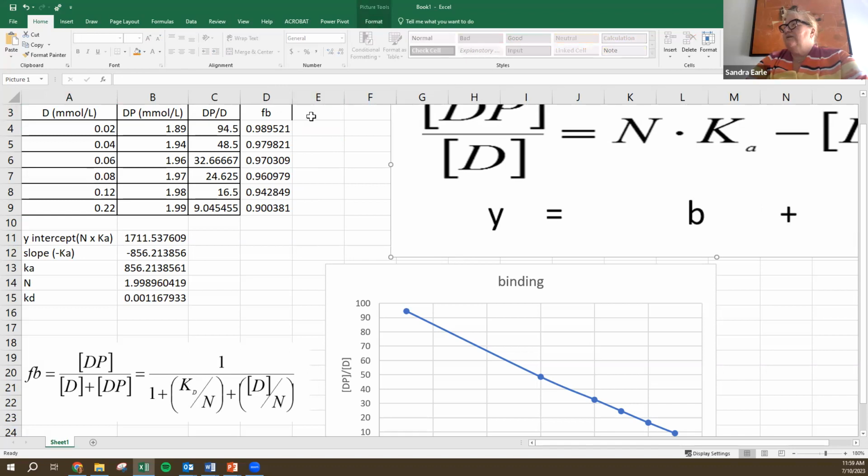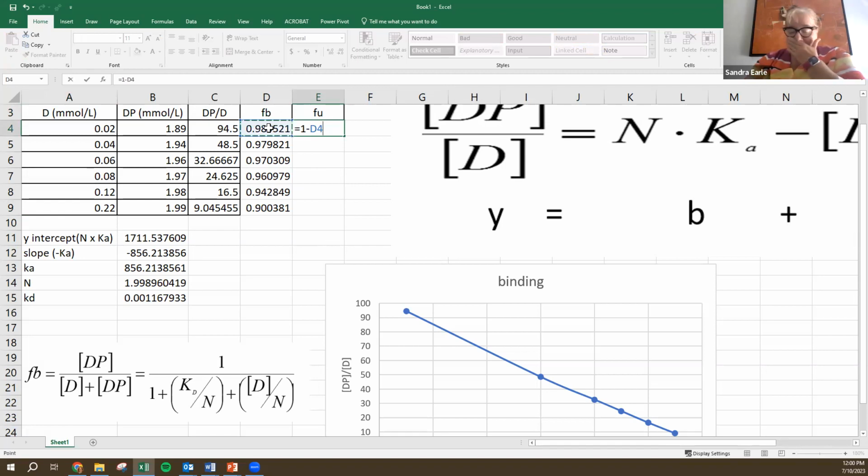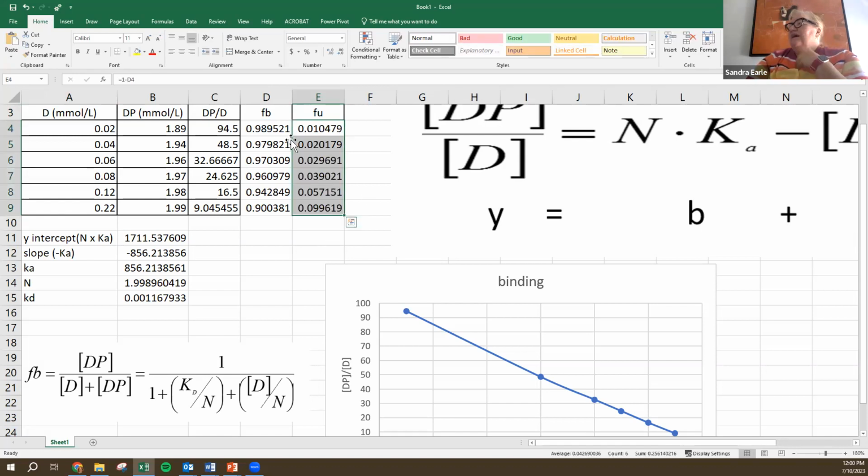I'm going to move this guy over a little bit, our fraction unbound. So our fraction unbound is simply going to be 1 minus our fraction bound, isn't it? Now, do we want it to go to this cell every time? No, we're going to want it to change, so we can just click and drag. So now we know our fraction bound and our fraction unbound at each free concentration. So we've answered all those questions. And I think that's it then for that.